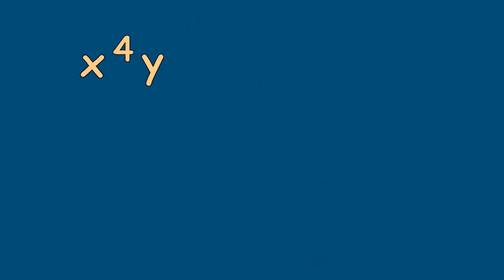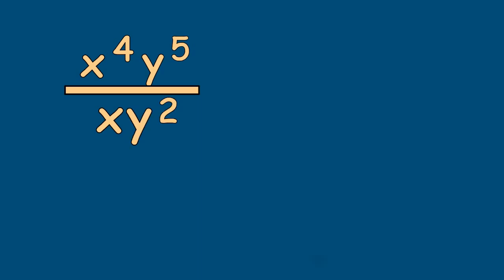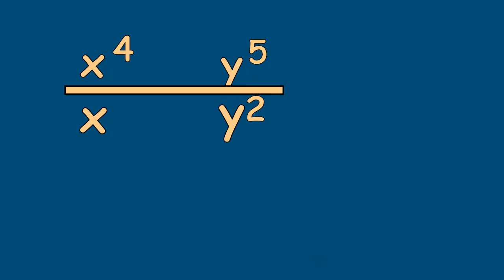X to the 4th, y to the 5th over xy squared. The trick to simplifying this one is working each variable separately. Let's start with x. The x in the denominator looks like it doesn't have an exponent, but it does. It has a 1. Whenever you have a variable without an exponent, the exponent is really a 1. We just don't write the 1.